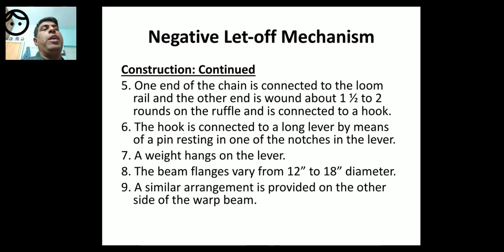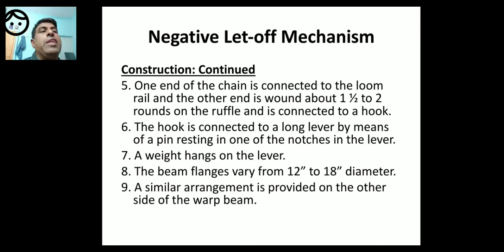Next, 7th point. A dead weight hangs on the long lever. There is a dead weight which hangs on the long lever. Next point. The beam flanges vary from 12-inch to 18-inch diameter. The diameter of the flanges is 12 inches to 18 inches.